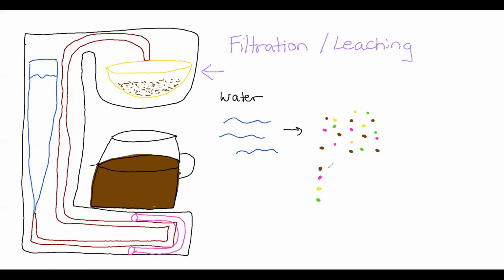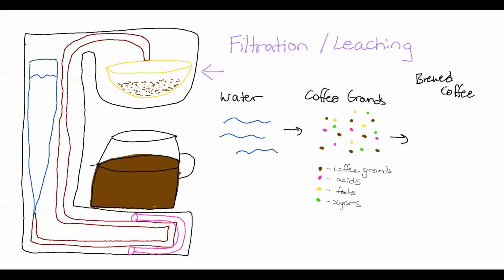Leaching is a type of mass transport where a liquid, in this case water, acts as a solvent and comes into contact with a solid, in this case coffee grounds, which acts as a solute. The coffee grounds contain acids, fats, and sugars that are dissolved by the water as it passes through. The higher concentration of these molecules in the grounds travels to the water, where there is a much lower concentration. This process is a form of solid-liquid extraction.